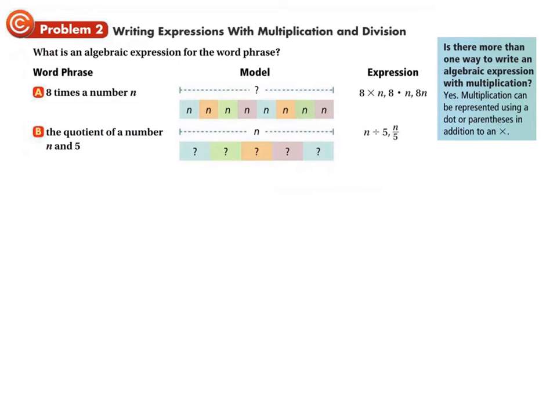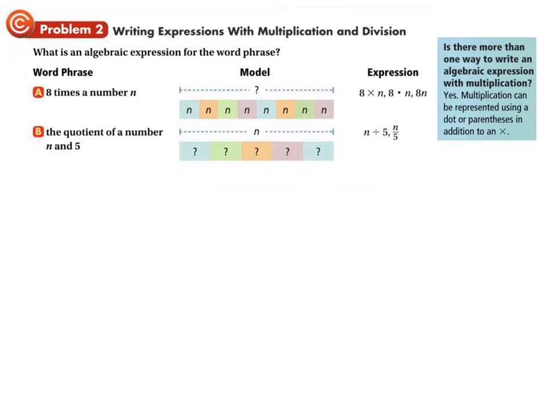So here we take this full n, and if we cut it into 5 equal sections, how much would each section be? You can write it as n divided by 5, or you can write it as a fraction or a ratio, n over 5. And you should see this as a division problem.